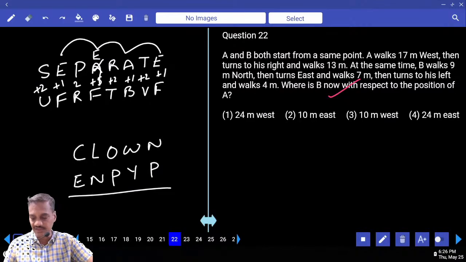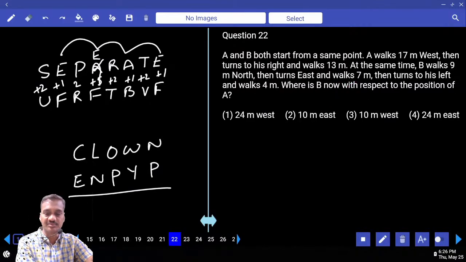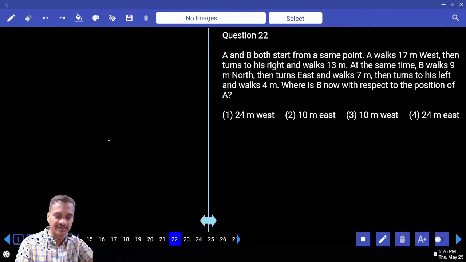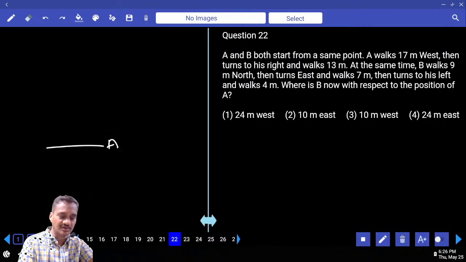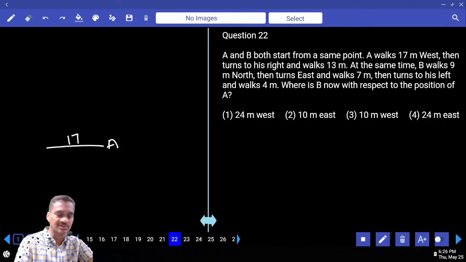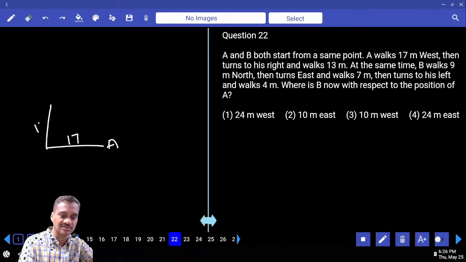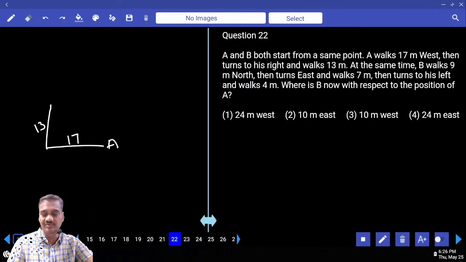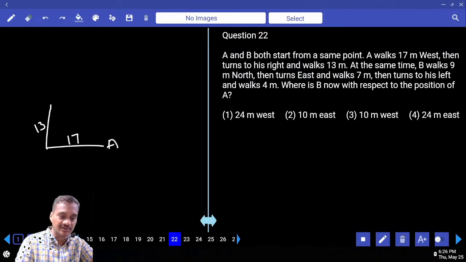Then 22nd. Now A and B both start from the same point, and A walks 17 meters west. Now this is the starting point. A walks how many meters? 17 meters west. Then turns right and walks 13 meters. Then at the same time B walks 9 meters north. Now here B walks 9 meters north.